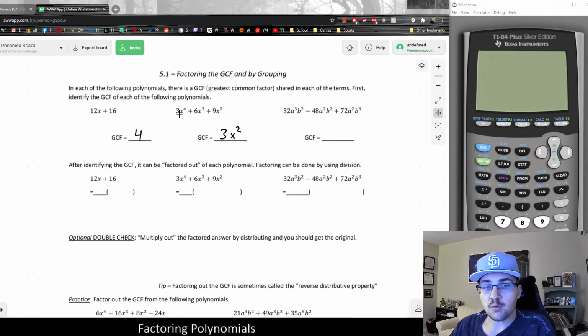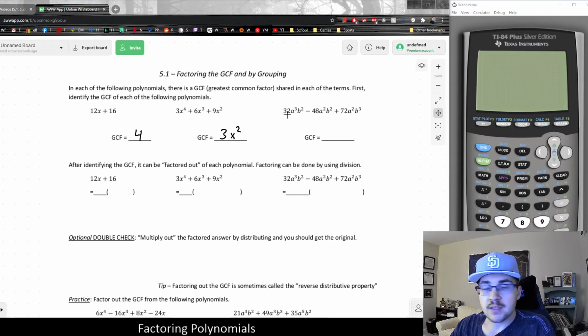And if you want to remember a rule here, it's always going to be the lowest power amongst all of the powers, assuming that they all have x's within them. And that's how you can figure out your GCF of the variable component. So looking at the third example, it's a little bit more complicated.